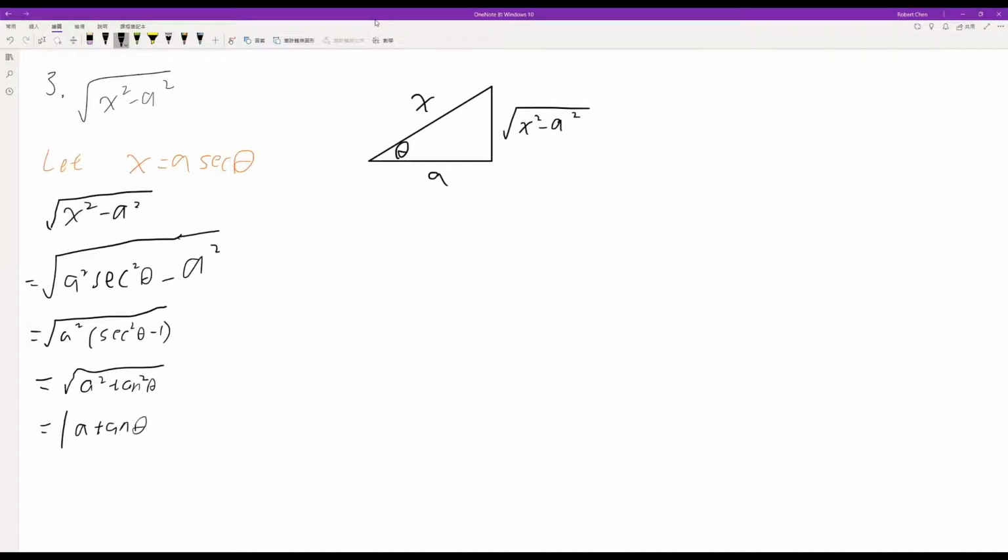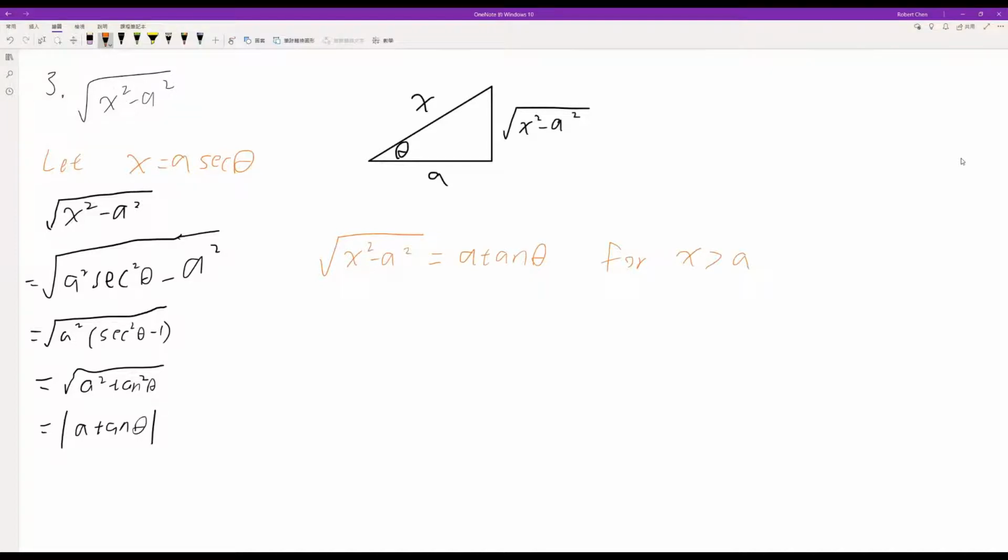All right, so now we want to be a little careful. We cannot just drop the absolute value like the previous two, because tangent can be negative for some x value. All right, so to sum it up, the square root of x squared minus a squared is going to be a tangent theta for x greater than a. Right? If x is greater than a, then the radical will be positive.